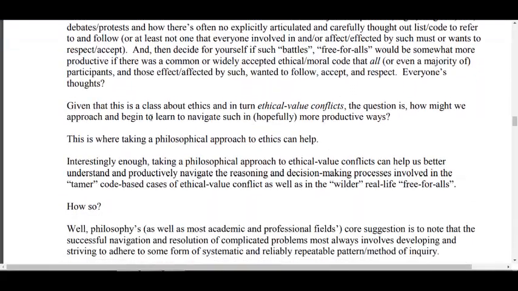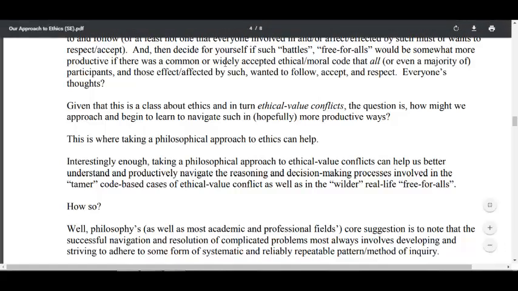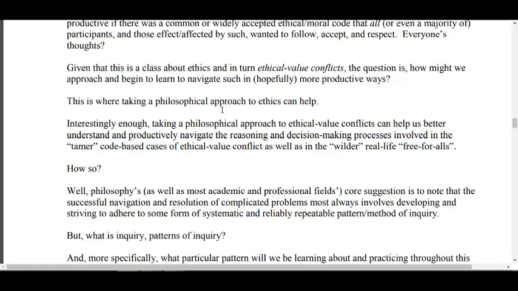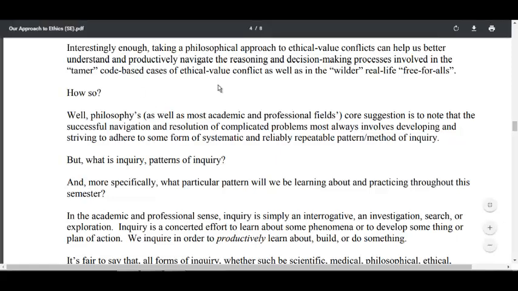Now, given that this is a class on ethical value conflicts, a class like this one should help us not only navigate these nice, tidy, code-like scenarios, but also give us something to hold on to with these battles, these free-for-alls, these socio-political, religious, ethical value conflict disagreements. So how are we going to do that? Well, the philosophical approach to ethics can help, for the tamer, code-based conflicts as well as these wilder, real-life free-for-alls.